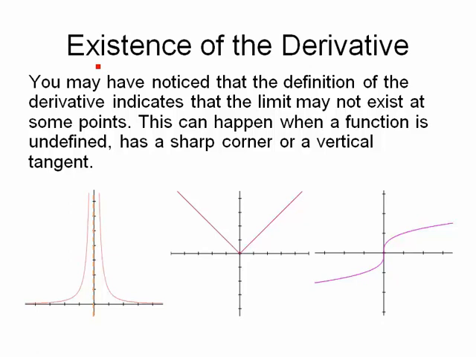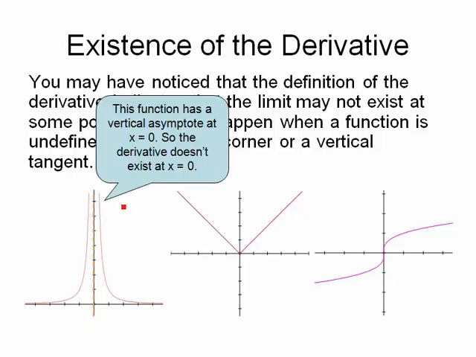One of the things we've been saying all along here is provided the limit exists. So that limit as h approaches 0 that we've seen before, it may not exist, and usually it does when the graph has some certain things on it. What these things are is when the function is undefined, has a sharp corner, or a vertical tangent.